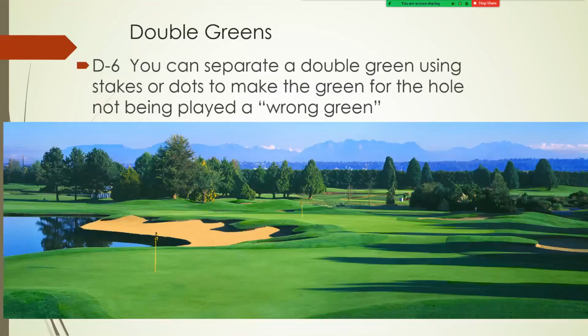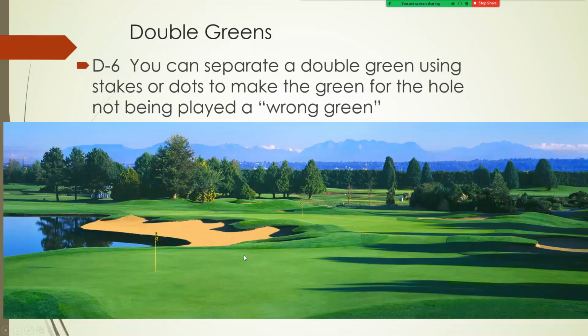Double green. If you're setting up a golf course with a double green, this is Mayfair Lakes, 9 and 18. You can separate a double green using stakes or dots to make the green for the hole not being played a wrong green. So for example, on this picture here, if I'm playing the 18th hole, which is the far pin, and somehow I go for it in 2 and hit a bad shot, but it gets over here on this green, well, I might not want people taking a wedge and wedging it over there.